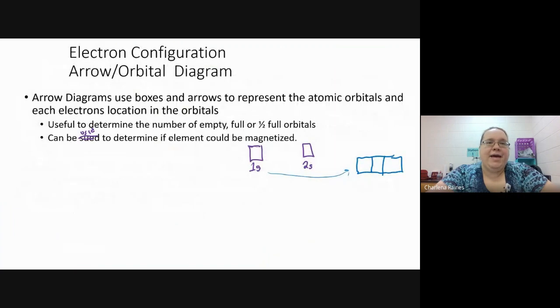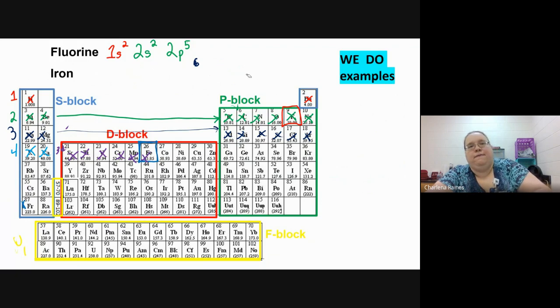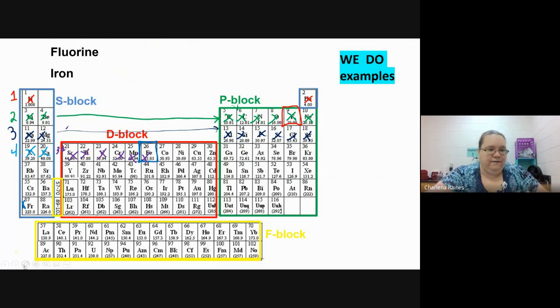Now, I'm going to go back to our fluorine configuration that we just did a few moments ago, and I'm going to turn it into an arrow diagram. If you're able to write the extended configuration, you can get the boxes and the arrows. I'm going to show you how to get it from this. We're going to erase iron because I need the place to write. All righty. So fluorine, we had 1s2, 2s2, 2p5.